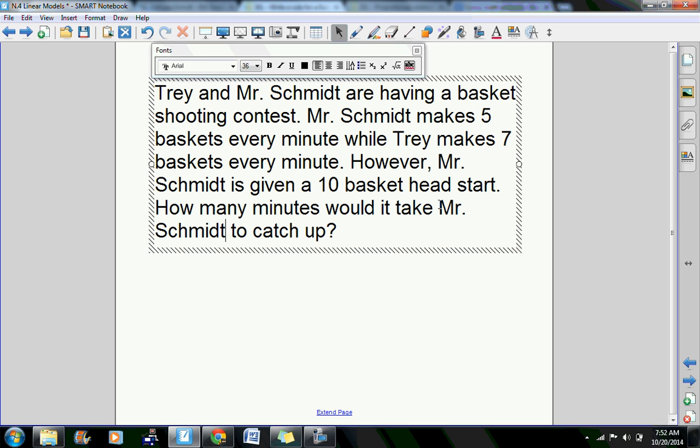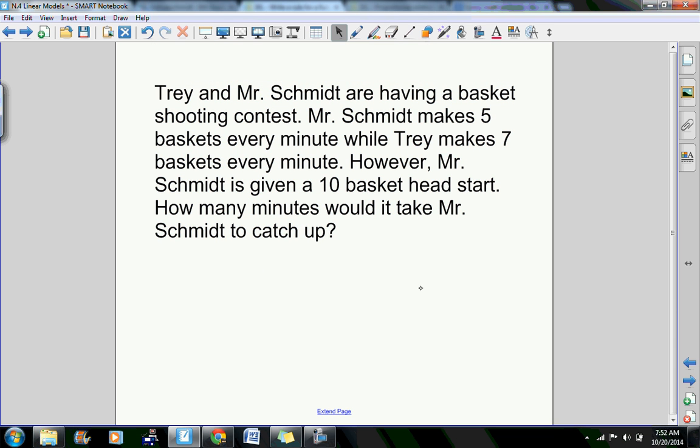Before this section, we could have solved this with a table, and I'm still saying that the table method would work here. But since we're working on where we use linear models, this would be a good time to take a look at how we could solve it by making equations. Well, Trey's is pretty easy, actually. He's just going to be y equals 7x. Pretty straightforward, nothing too complicated there. But Mr. Schmidt, on the other hand, is going to be y equals 5x, but he's given a 10-basket head start, which would make this plus 10.